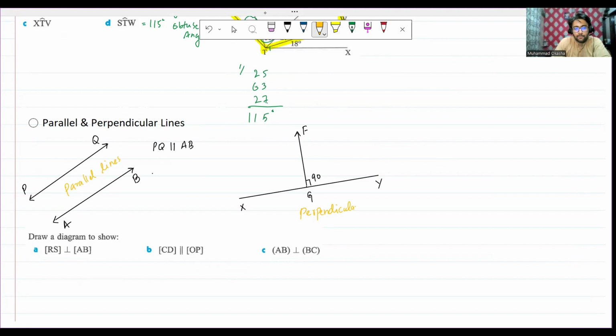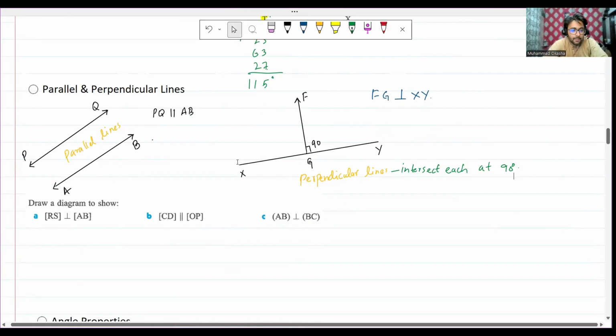Perpendicular lines. And so we're going to say FG is perpendicular to XY. This is a symbol for perpendicular. Okay, I'm going to draw this. FG is perpendicular to XY. Okay, perpendicular lines are those which intersect each other or meet each other at 90 degrees.